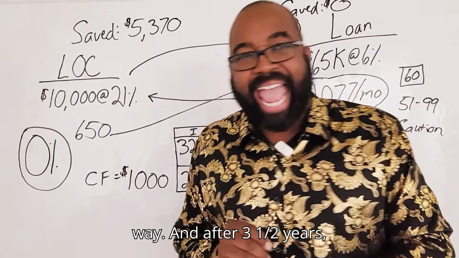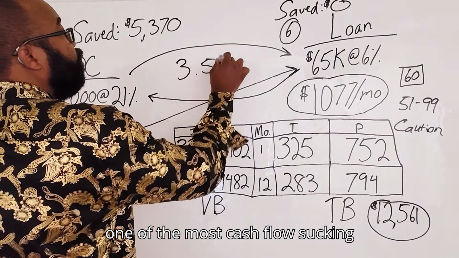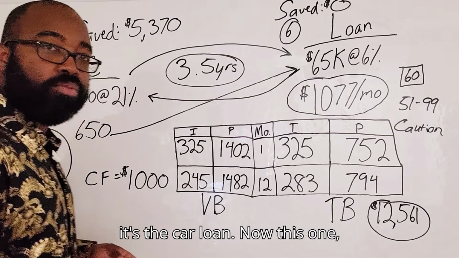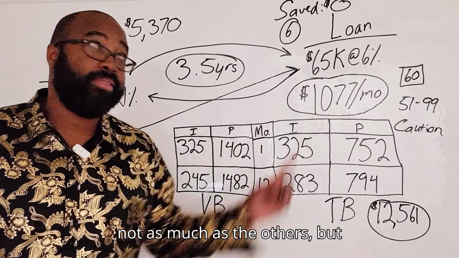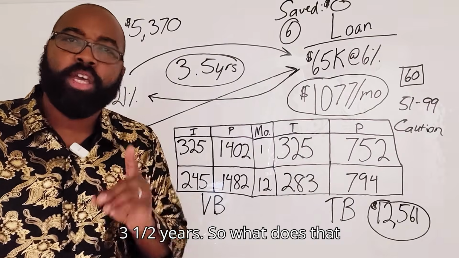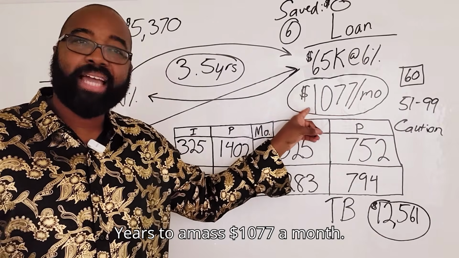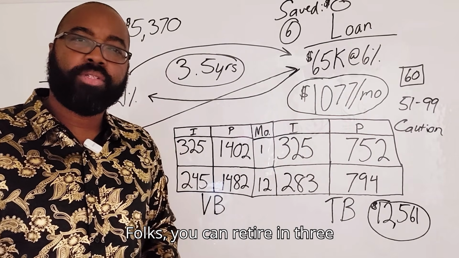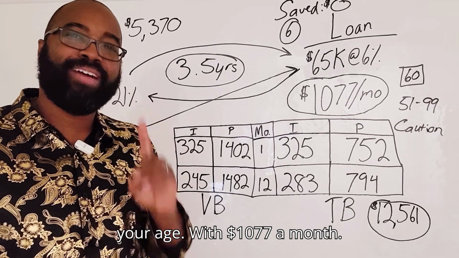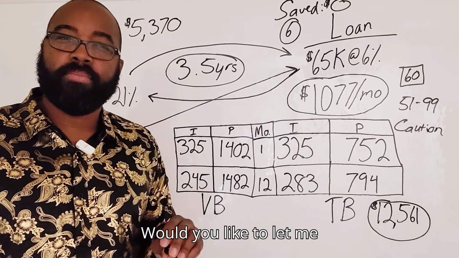And after 3.5 years, you are done with one of the most cash flow sucking loans that you could ever get, and it's the car loan. Now, this one, not as much as the others, but 3.5 years. So what does that mean? That means you've got 2.5 years to amass $1,077 a month. Folks, you can retire in 3 to 5 years. It doesn't matter your age, with $1,077 a month.